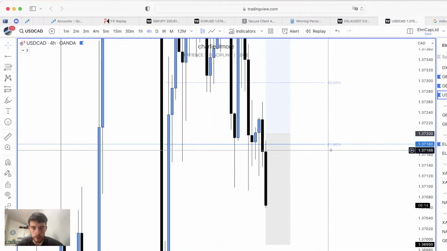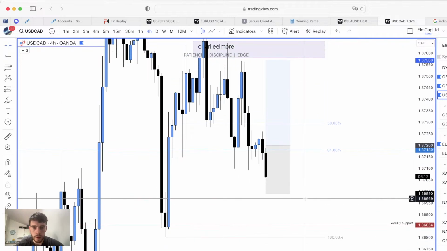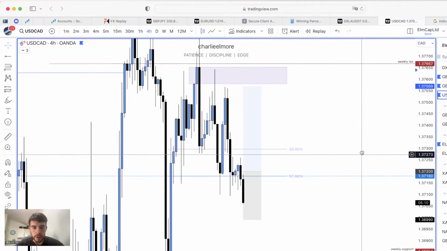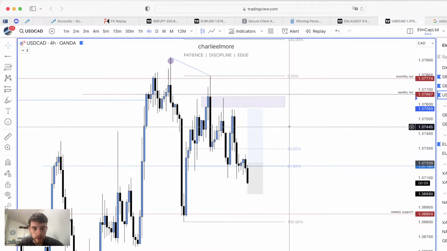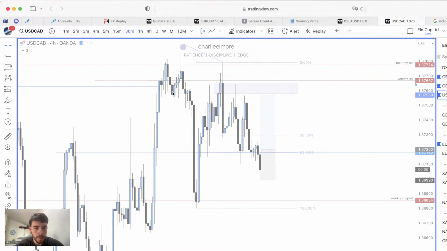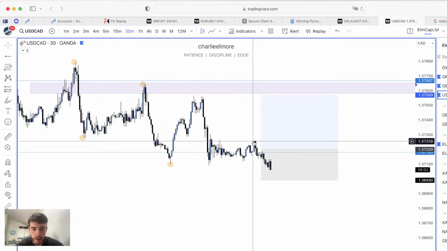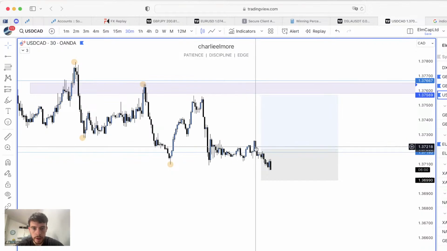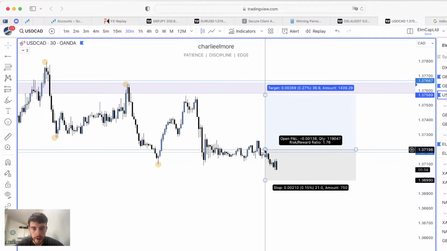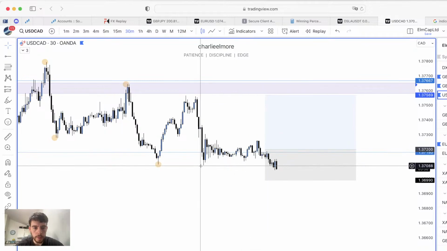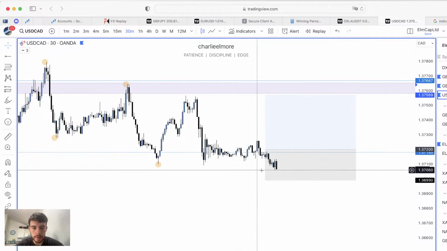Yeah, it's literally on the 61.8%. So that's another reason. And obviously reason number 3 or 4 was the fact that we had a 3-pin pattern coming out of here on the 30-minute time frame. So my entry was just there. Stop below here. So we're still in the trade.